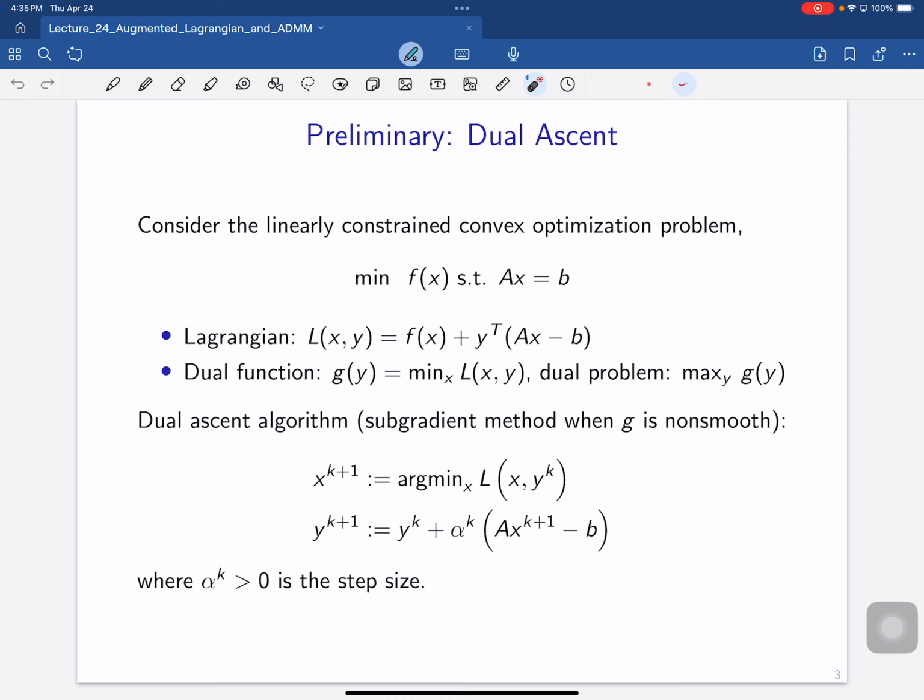Is f of x required to be linear in this case, or would it work nonlinear? Yeah, so let's assume f of x can be nonlinear convex. Okay.